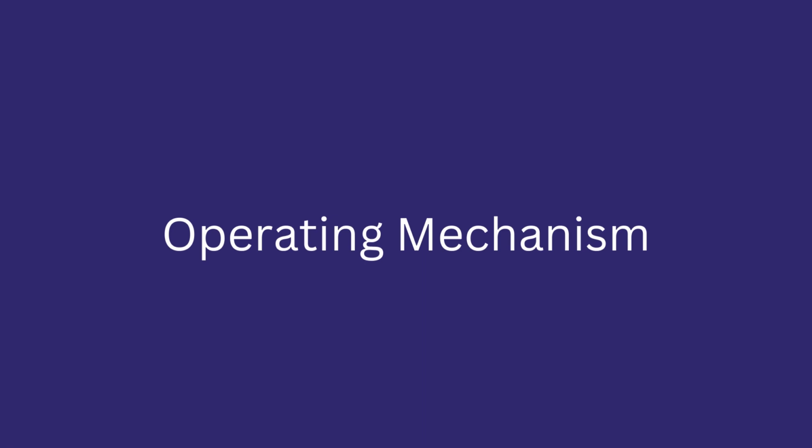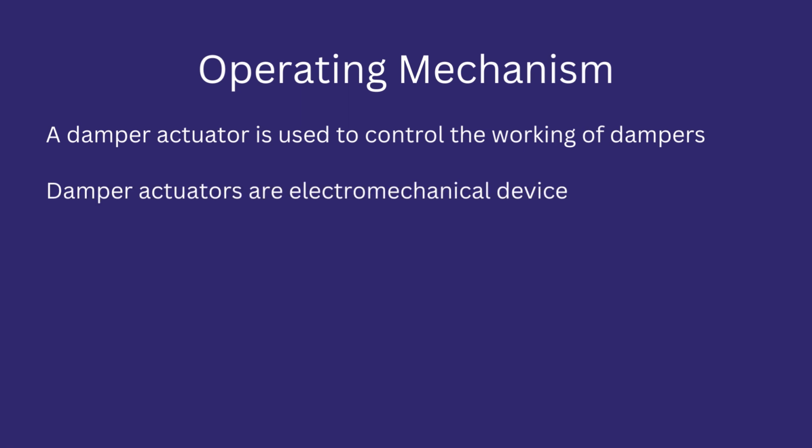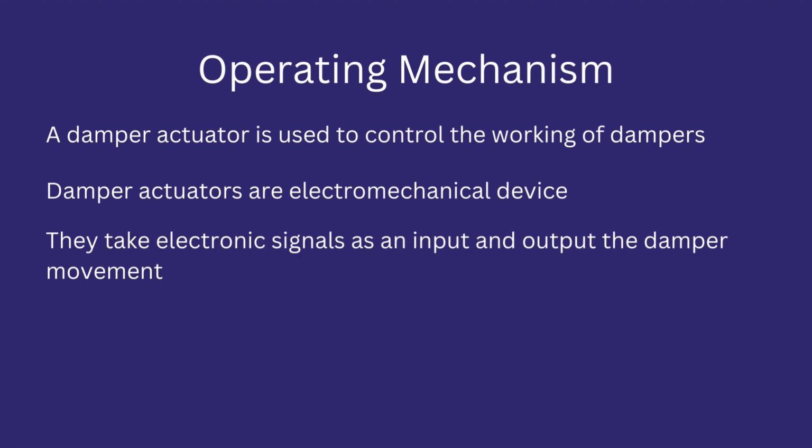Operating mechanism. Let's discuss its operating mechanism and see how it is used in various pharmaceutical processes. The damper is controlled by a device called a damper actuator. Damper actuators are electromechanical devices that consist of both an electronic circuit and a mechanical assembly. They take electronic signals as an input and actuate the mechanical assembly inside, which in turn directly controls the mechanical damper.